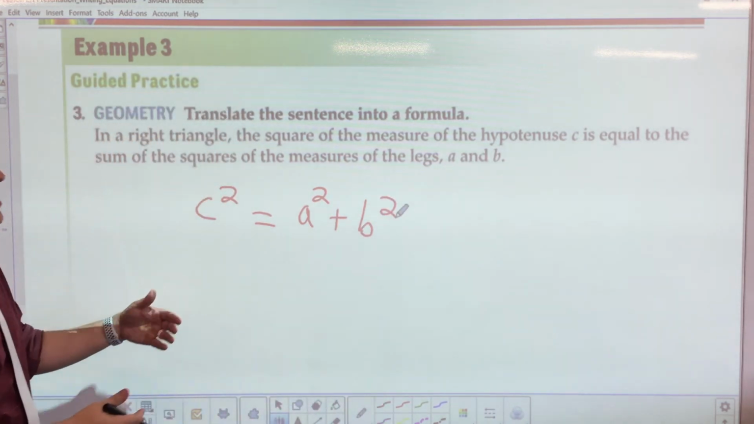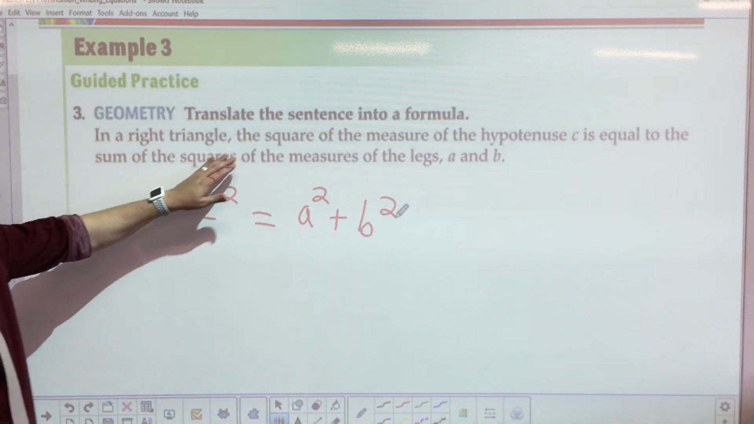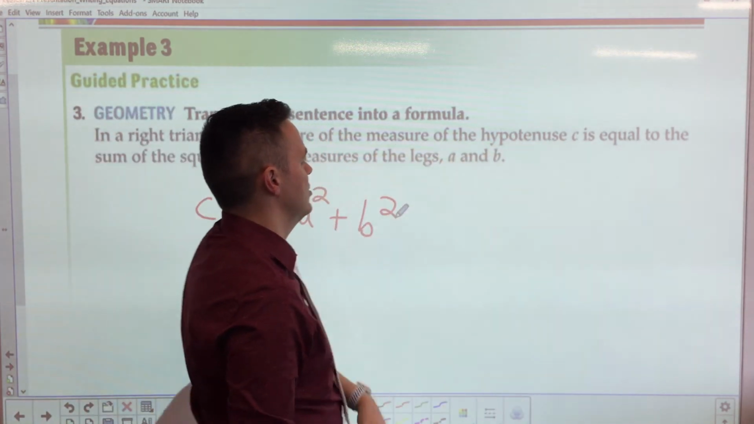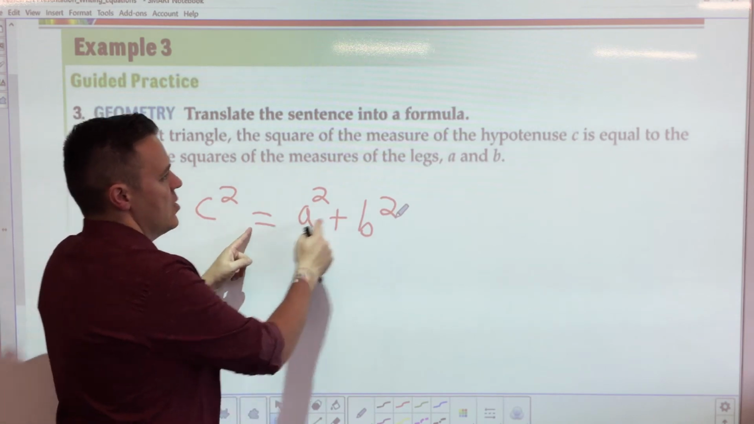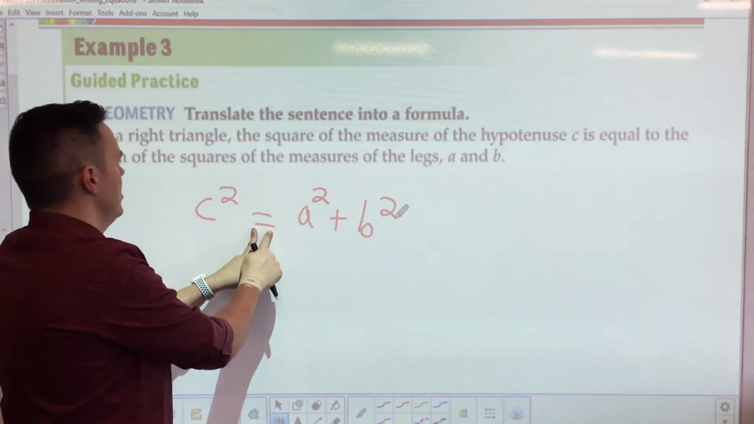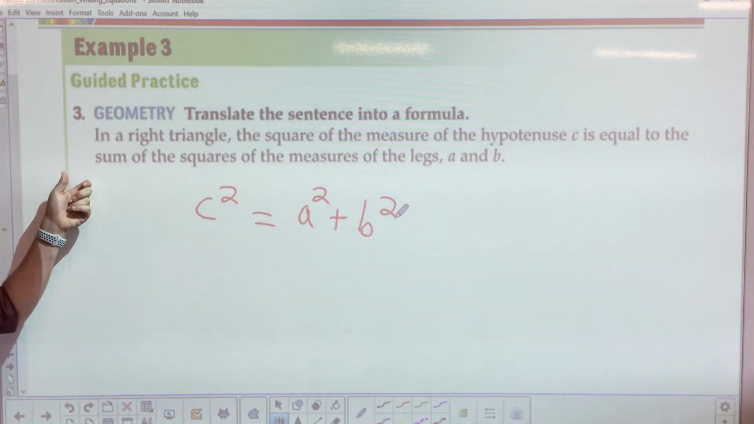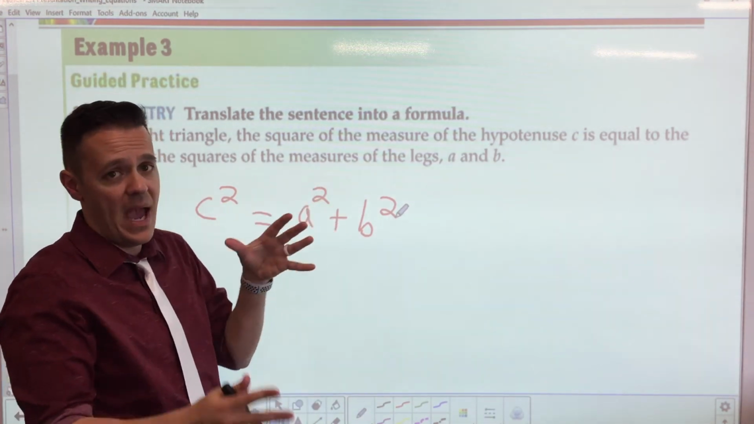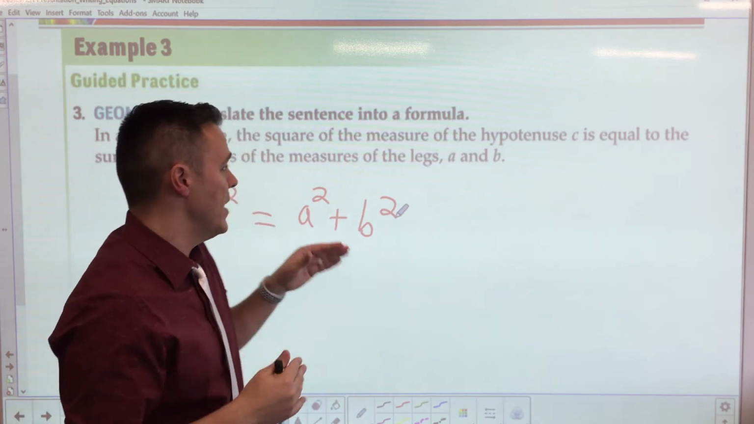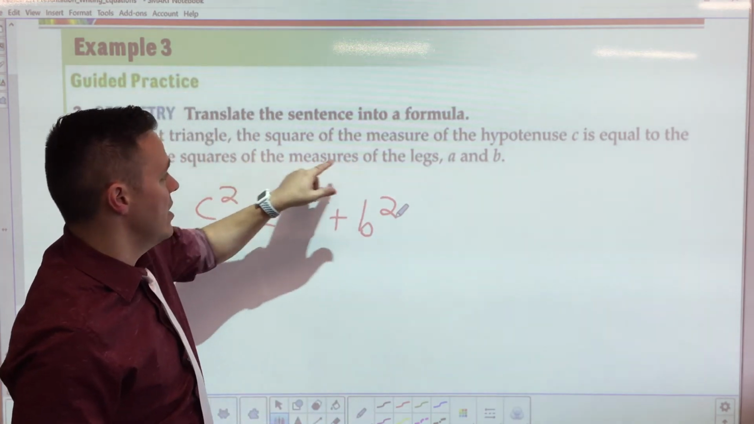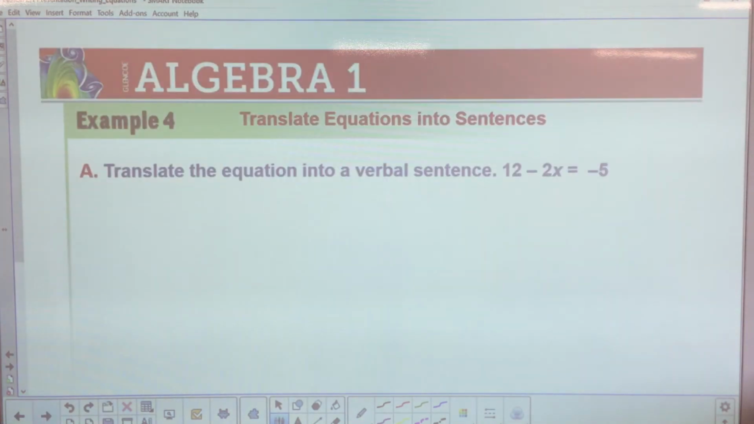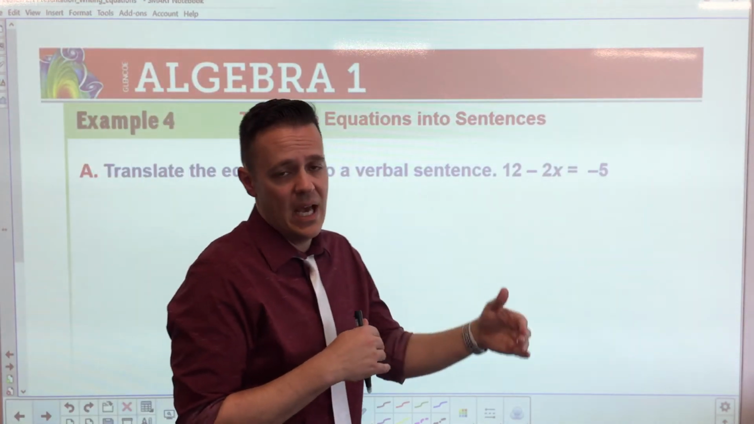Okay? So, if you guys notice how I did that, as I'm reading it, the square of the measure of the hypotenuse c, so it's squared, is equal, the equal part, to the sum. Now, do I have anything else written down? No, but you saw when I did it, I put the plus sign out here because I know I'm adding something together. What am I adding together? The squares of a and b. Okay, that's what I need to make sure you guys do as we move forward in the homework tonight.